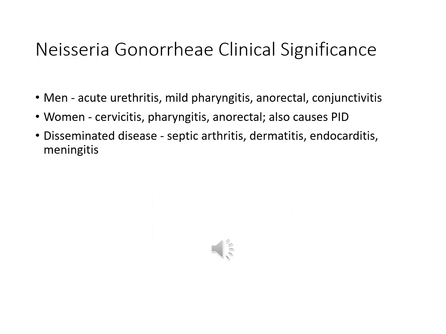Neisseria gonorrhea's clinical significance in men is that it can cause acute urethritis, mild pharyngitis, anorectal diseases, as well as conjunctivitis. In women, it can cause cervicitis, pharyngitis, anorectal disease, and it can also cause pelvic inflammatory disease. And if Neisseria gonorrhea does disseminate through other parts of the body, we can recover it from the joint fluid. So septic arthritis, dermatitis, endocarditis, and meningitis can occur, and it can cross the blood-brain barrier.